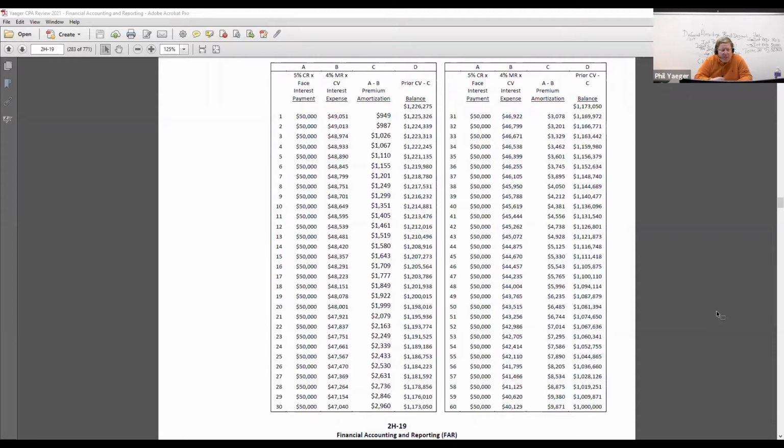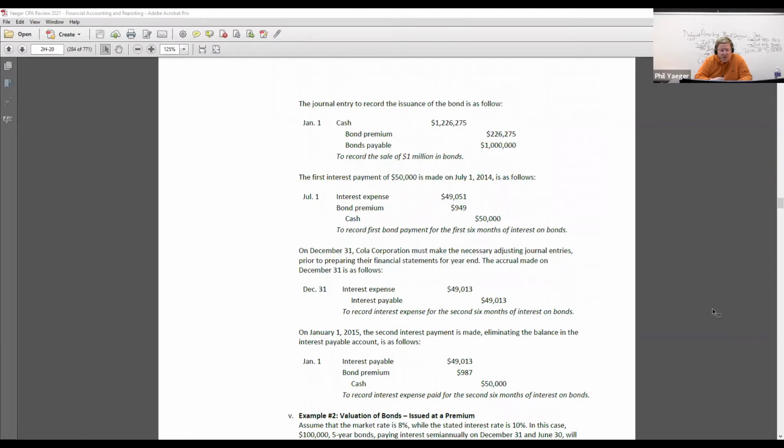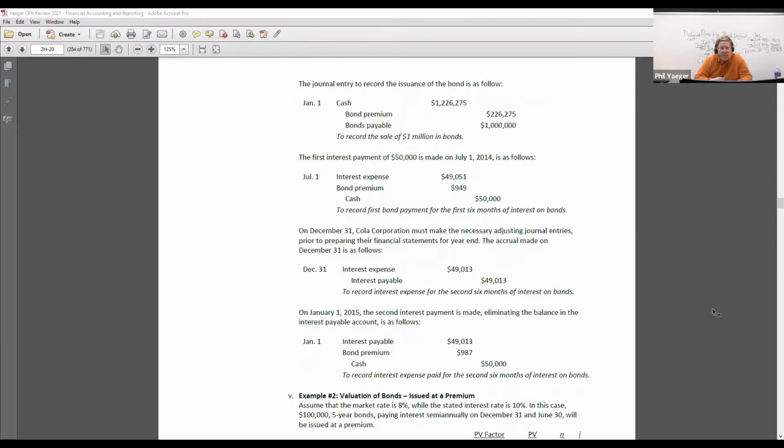Didn't we make this entry? Debit what? Interest expense on July 1st, yes. All right, see July 1st? We debit interest expense, we debited the premium and credit cash. Now, at the end of December, which would be actually 1 day before the next payment, this entry was made on January 1st, what year? January 1st, 2014, okay?